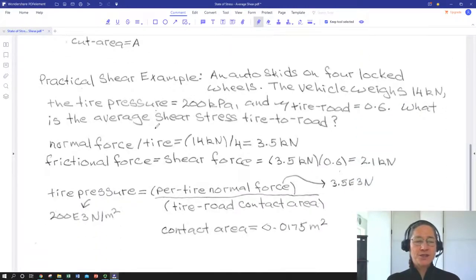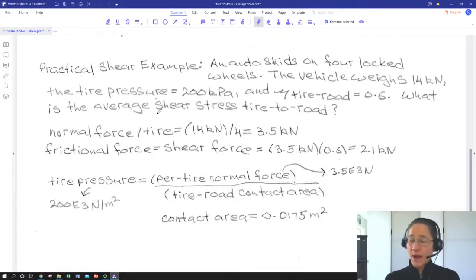That puts it into shear. So a practical example of shear stress: say we have an automobile and we've inflated the tires, and the tires deform a little bit. They're not rigid. So they have a pressure of, we'll call it 200 kilopascal, so that's 200 times 10 to the third newtons per square meter.